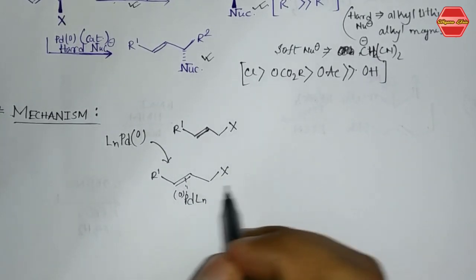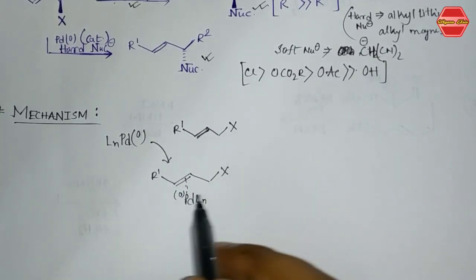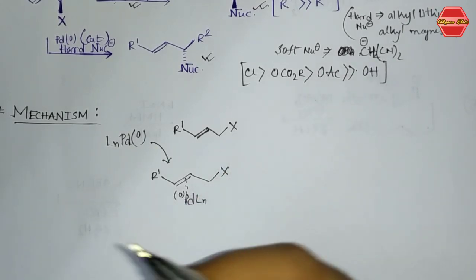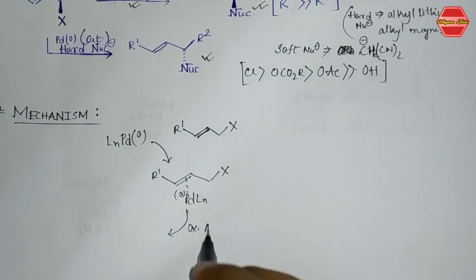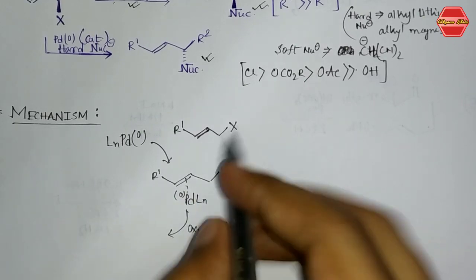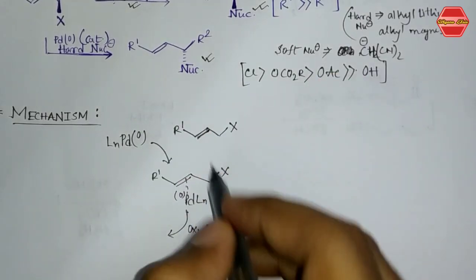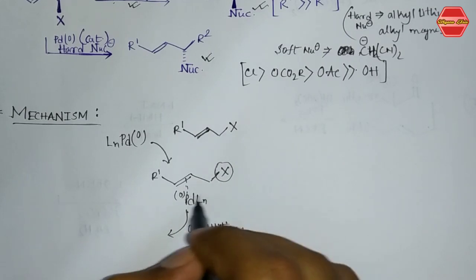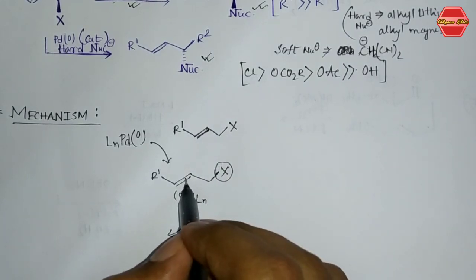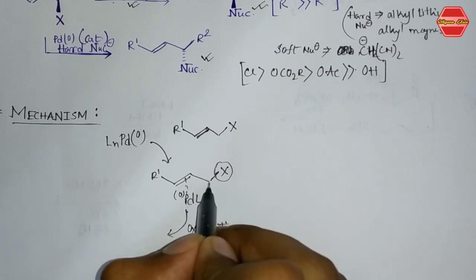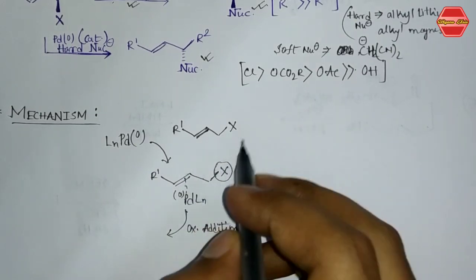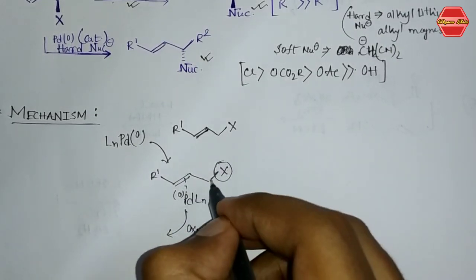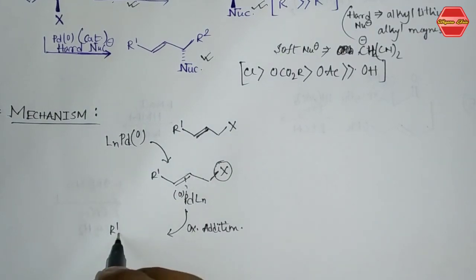After that, the next step is the oxidative addition. We know that in the oxidative addition the oxidation state is going to increase from 0 to +2. After the oxidative addition, this X group is attached with the palladium, and this pi allyl complex is finally attached with these 3 bonds, right? So that is how we get this pi allyl palladium complex. I'm writing it over here. This is how you get it.